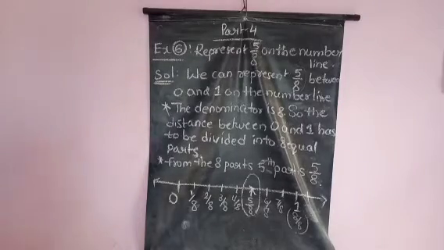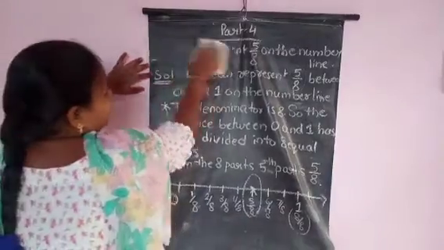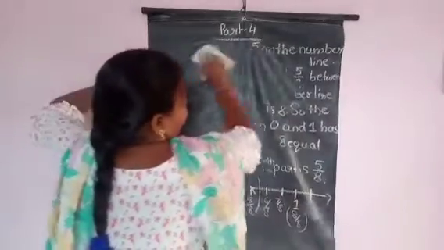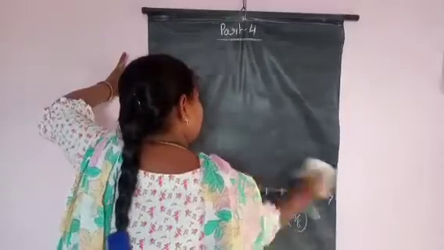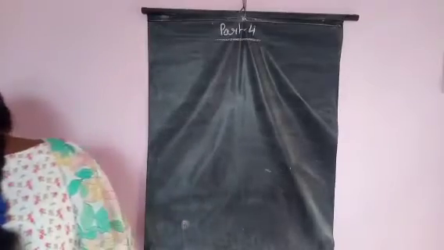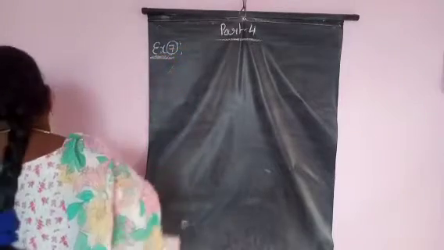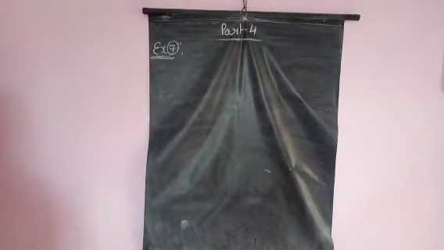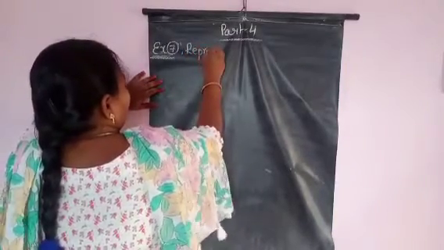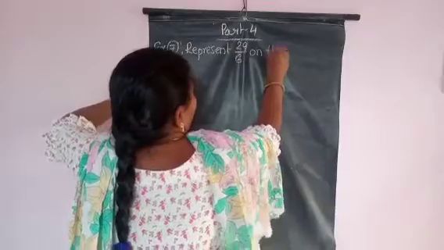Okay, is it finished? Our next topic, next question, is representing an improper fraction on the number line. Our question here is Example 7: Represent 29/6 on the number line.